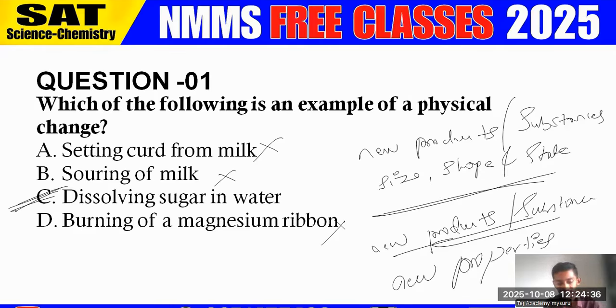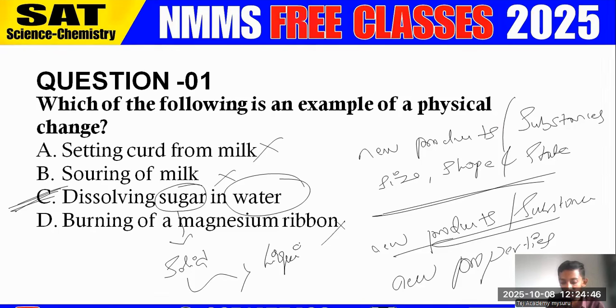Dissolving sugar in water: sugar is in the form of solid, whereas when it is dissolved in water, it will convert into liquid form. So there is a change in state only. There is no formation of a new product here. There is no change of properties of the substance here. So that's why option C is the correct answer. That is a physical change. I hope this question is clear for all of you.